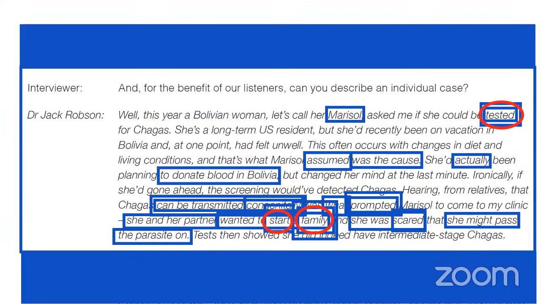Family means children. She's starting a family means she's going to give birth to children. So easy, so simple.